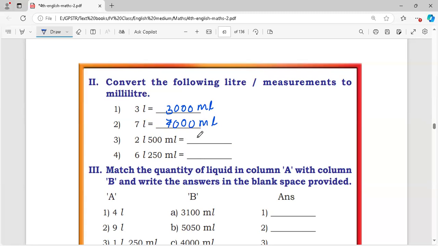2 liter 500 milliliter, 2500 milliliter. 6 liter 250 milliliter, 6250 milliliter.